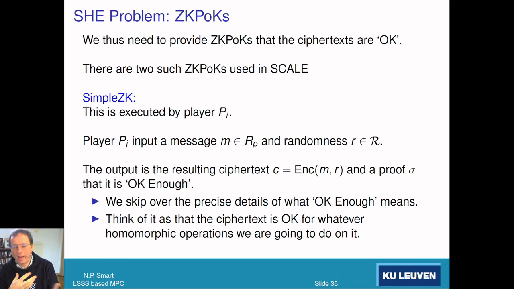That means okay enough for the type of homomorphic operations we're actually going to execute, and for the distributed decryption protocol we're actually going to execute. We're not going to go into the details of what okay enough means, or how you do the proof. But you've got to remember that you're going to add a zero knowledge proof, and this proof is really big. It's really complex. So we really want to run this simple zero knowledge proof as few times as possible.